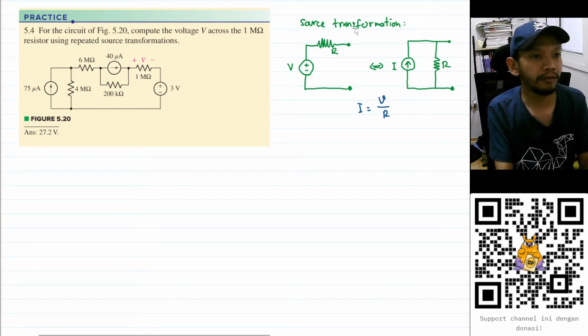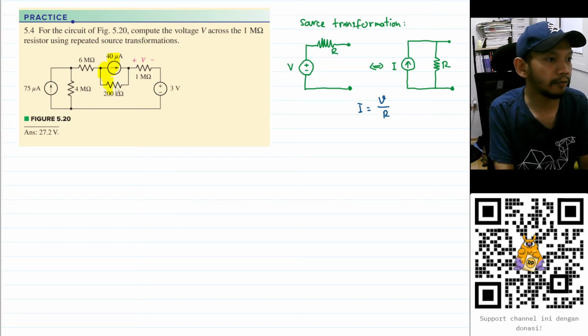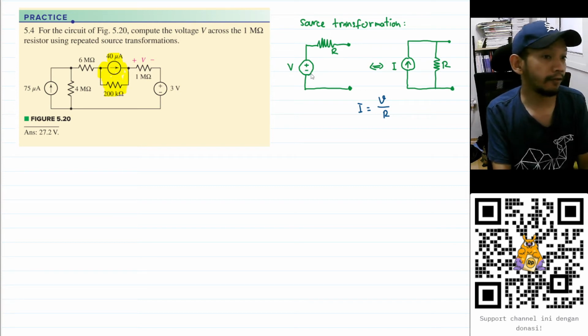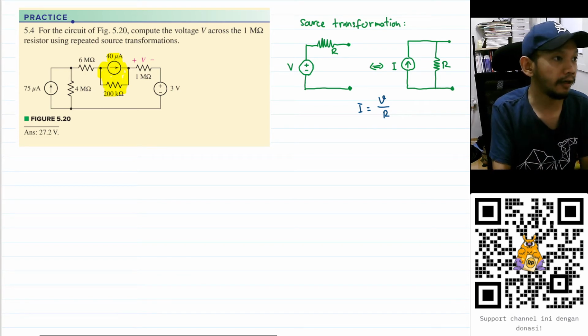Remember that with source transformation, we can change a voltage source in series with a resistor into a current source in parallel with a resistor. So maybe let's change this one, from a current source and a resistor in parallel, to a voltage source and resistor in series. Remember that I is equal to V divided by R, or V is equal to I multiplied by R. Okay, so now let's do that.